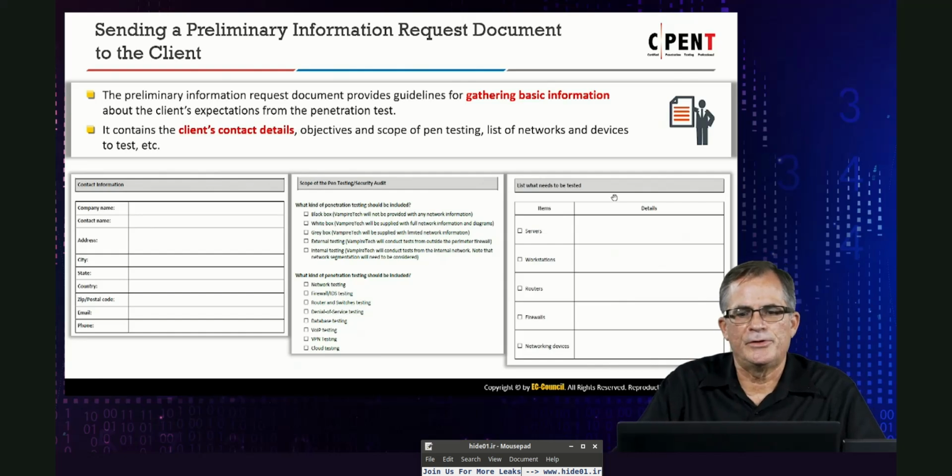Here's an example. One of the things we need to do is get preliminary information from the client. So we send a document to the client. We have to know the scope.